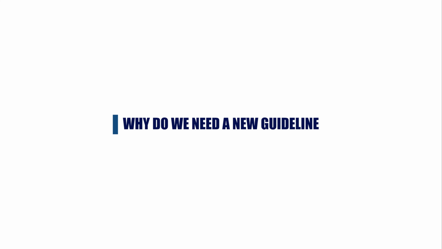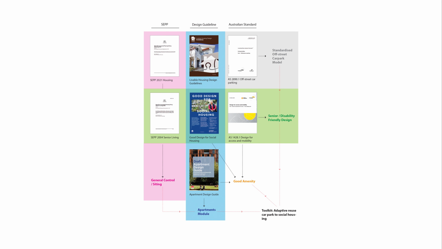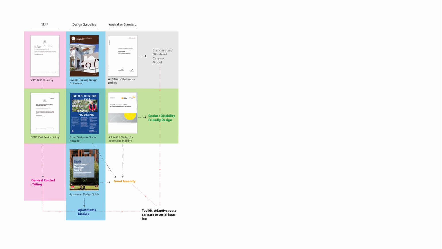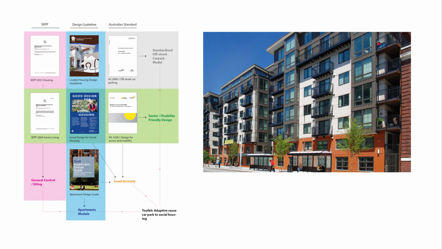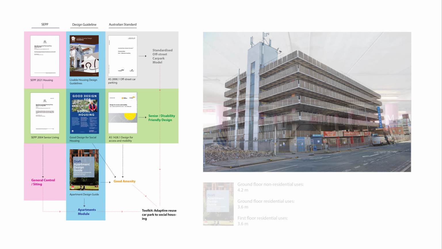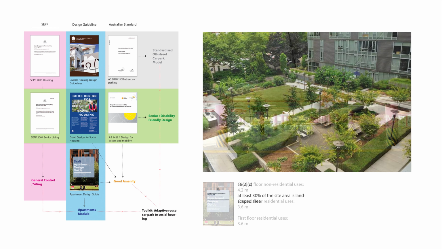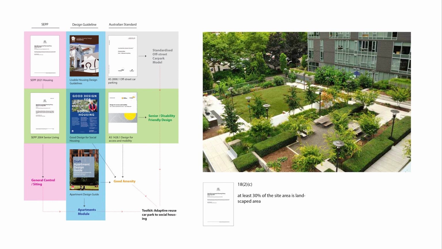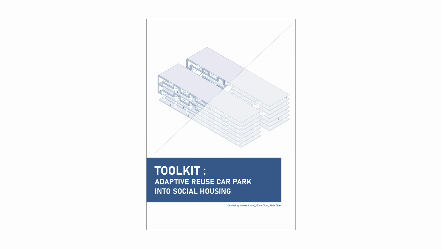But perhaps you would ask, why do we need a new guideline? Well, actually, this toolkit has taken a lot from the existing policies and guidelines, but none of them have been drafted for the sole purpose of adaptive reuse. They are mainly drafted for new developments, and some of the standards and controls are not as intuitive to follow for cases like adaptive reuse of car parks, such as requirements for minimum ceiling heights and landscape areas. So that's the reason we are here to offer this toolkit to planners and architects as a reference for what the alternative and workflow could be.